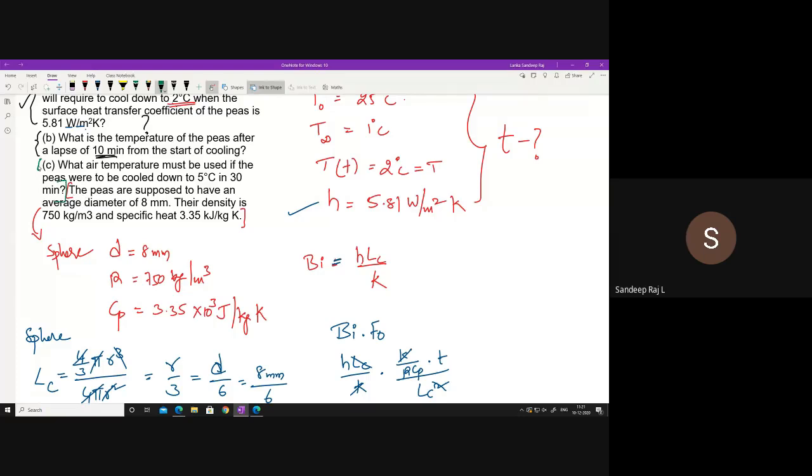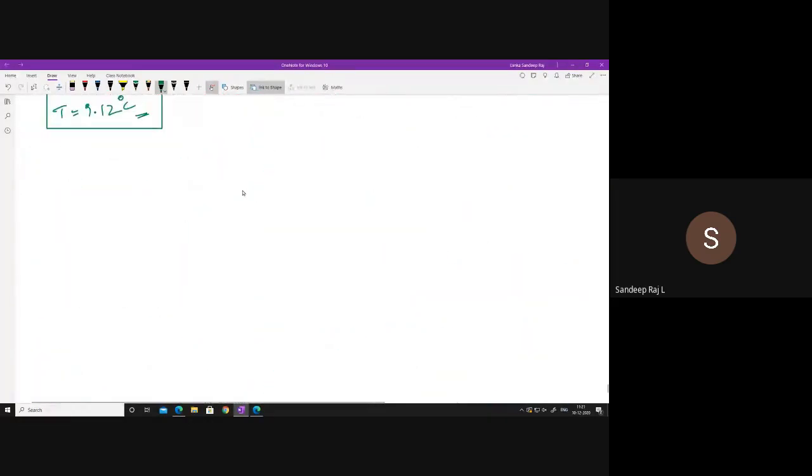This is the third question, C. What air temperature must be used if the piece were to be cooled down to 5 degrees centigrade in 30 minutes? Now he is saying that T infinity is unknown in this question. Again, you write this formula, (T minus T infinity) by (T naught minus T infinity) is equal to e power minus Biot into Fourier. In the question, the time is 30 minutes.